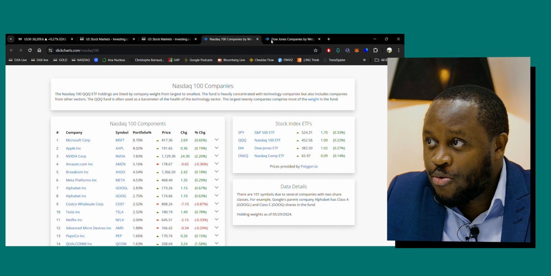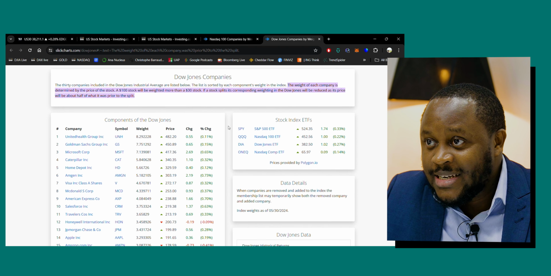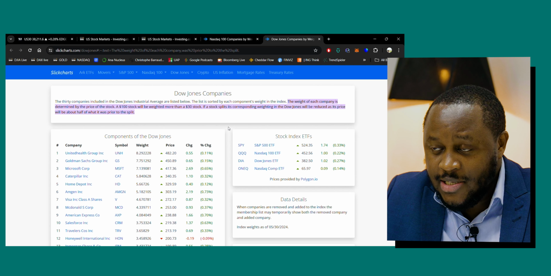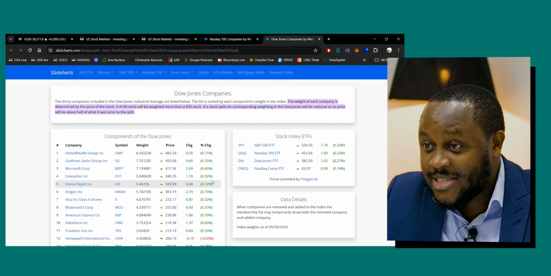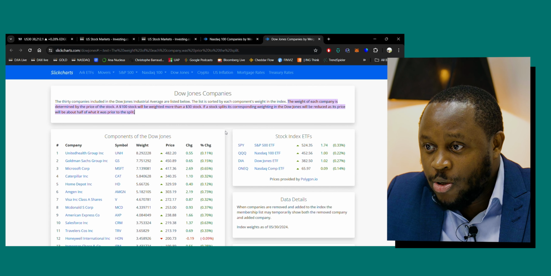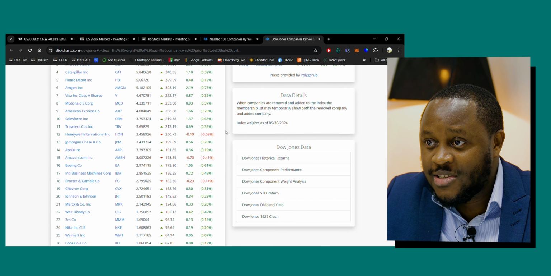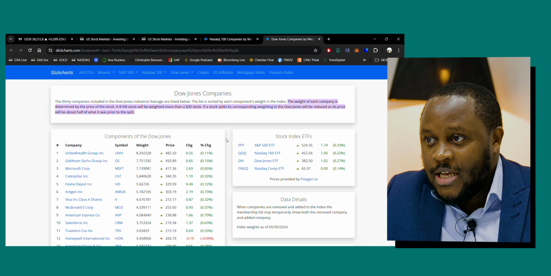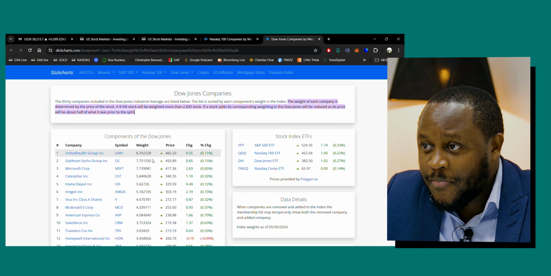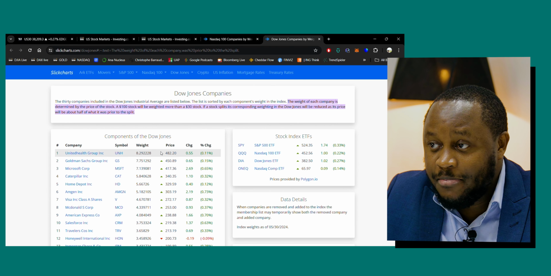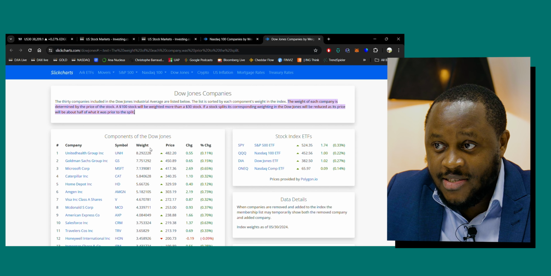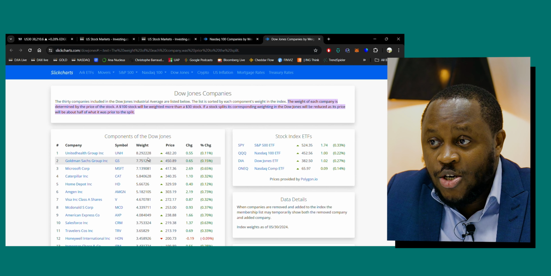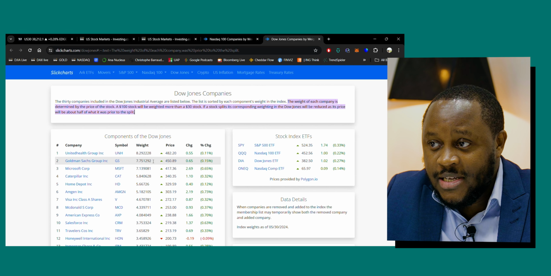Now, when you cross over to the Dow Jones, it is also another index, and it has the top 30 companies with the largest cap in the US. So all the big companies that you know of, all of those are covered within the Dow Jones. Now, the Dow Jones has a weighting with United Health Group as the first company that contributes about 8.2% to the entire index. Now, the other one is Goldman Sachs, which contributes about 7.7%, followed by Microsoft and then Caterpillar.